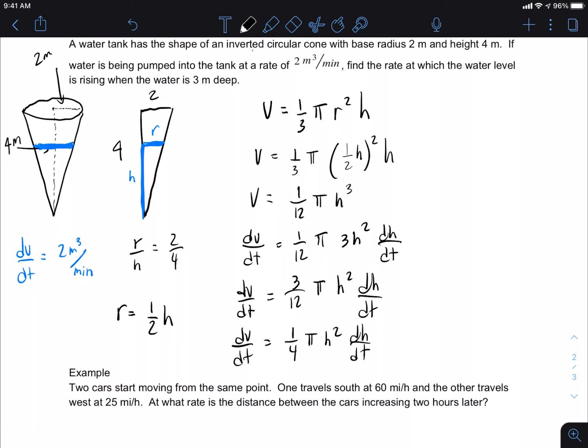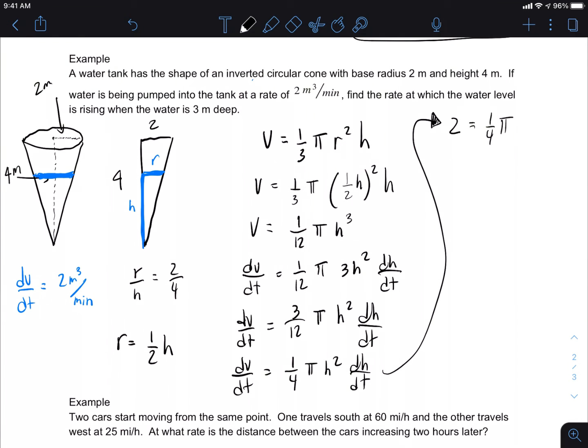Okay, so now we can substitute values in. What do we know that dv dt is? 2 meters cubed. That's right. So I'm going to just use 2. We have 1/4 pi. Do we know what h is? We solve it from that r equals somehow h.